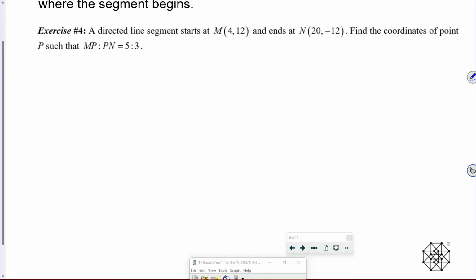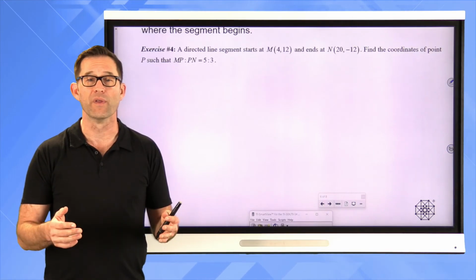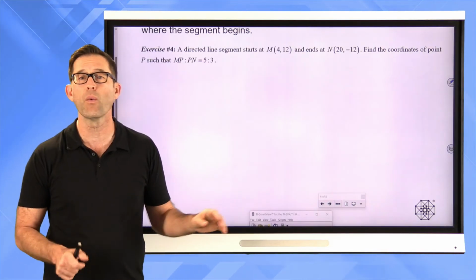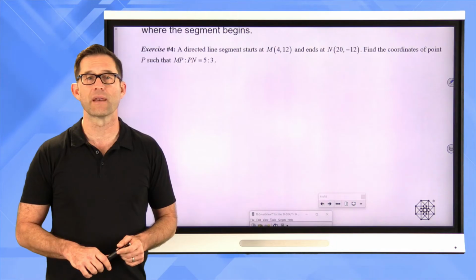A directed line segment starts at M, (4, 12), and ends at N, (20, -12). Find the coordinates of point P such that MP to PN is 5 to 3. Okay, pause the video now and see if you can get through this. Okay, all your answers should come out nice integers and things like that. We'll look at one where they don't come out as nice in just a moment, but see how much you understand about this process.